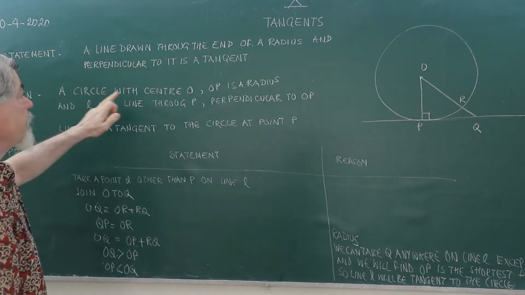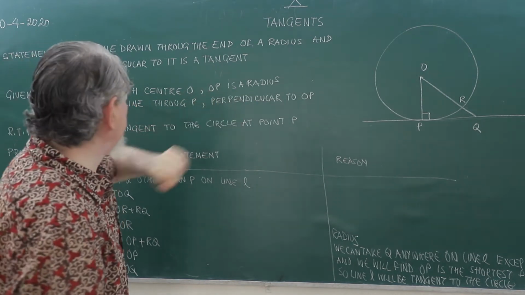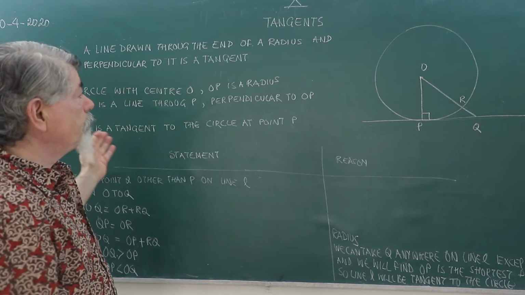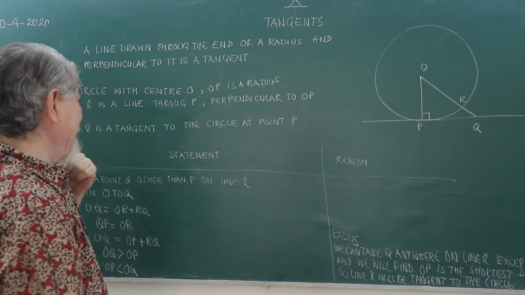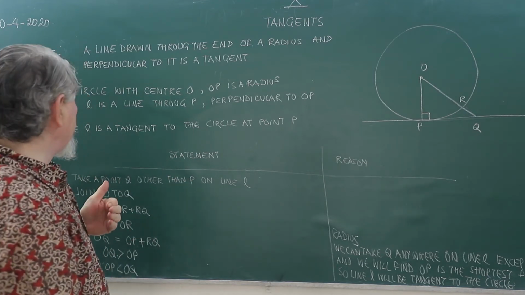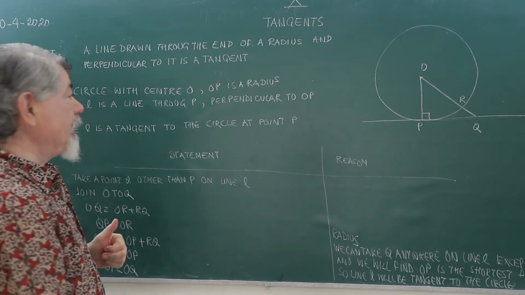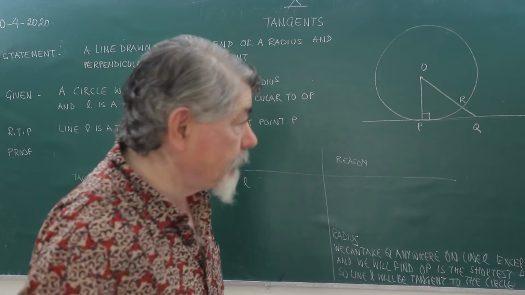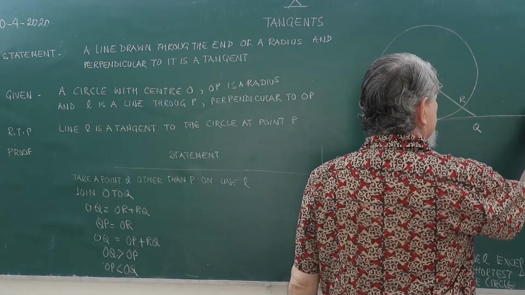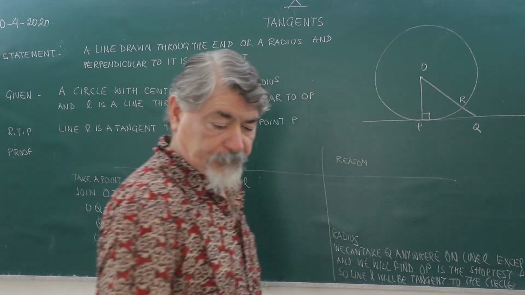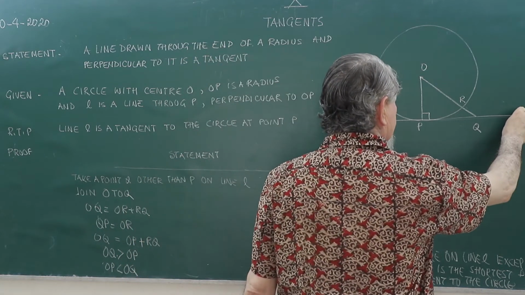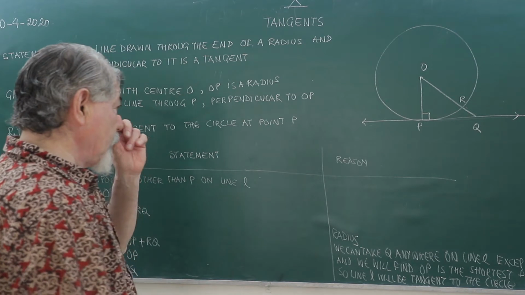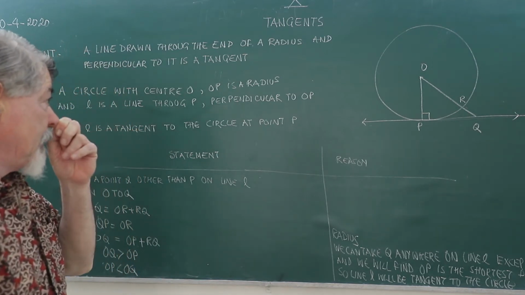Given a circle with center O, OP is the radius, and L is a line through P perpendicular to OP. What we require to prove is that line L is a tangent to the circle at point P. When I'm showing it like this, it is extended to infinity. When we talk of a line, it has indefinite length.